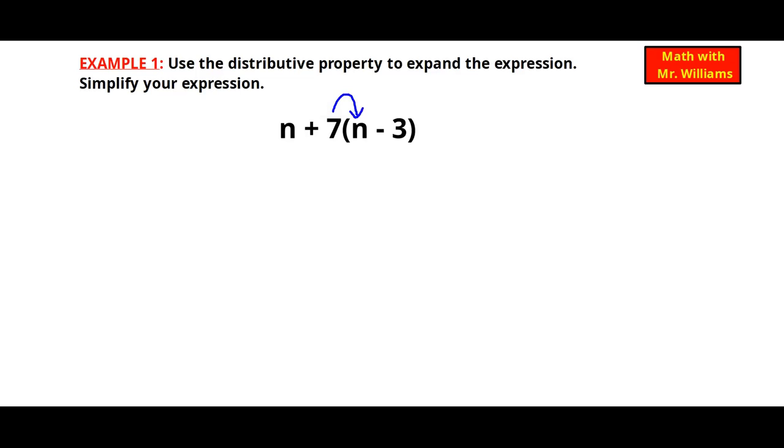So we take the outside term, multiply it to both the inside terms. So I'm going to bring down the n. You didn't do anything with it. Plus 7 times n is 7n. And then 7 times a negative 3 is a negative 21.